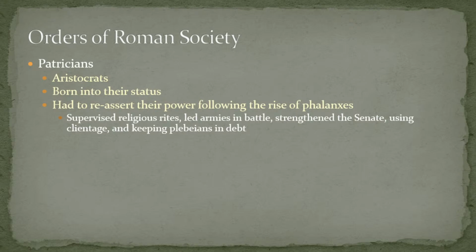Supervised religious rites, which is a thing we saw in Mesopotamia. Led armies in battle, which I'll talk more about a little bit later. That was like a big deal because that was how you gained glory, which was almost like a currency in ancient Rome. They made the Senate stronger because obviously, of course, the people who have power are going to use the law to make themselves more powerful. Use clientage, which is something we'll talk about in just a minute, and use that to keep the plebeians in debt because we can't let the poor people have power.